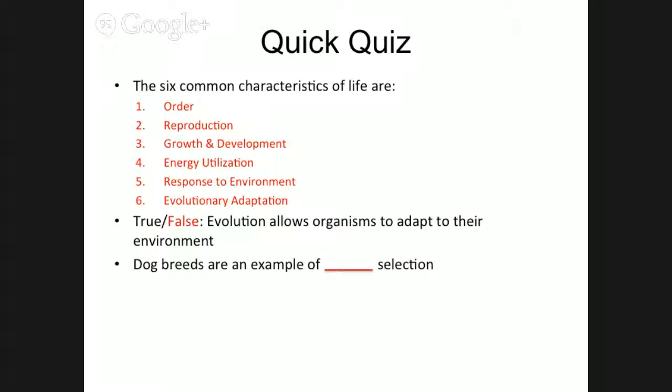All right, dog breeds. What kind of selection are dog breeds? Partridge. Good. What's the other kind of selection? Natural. There's one other big one.